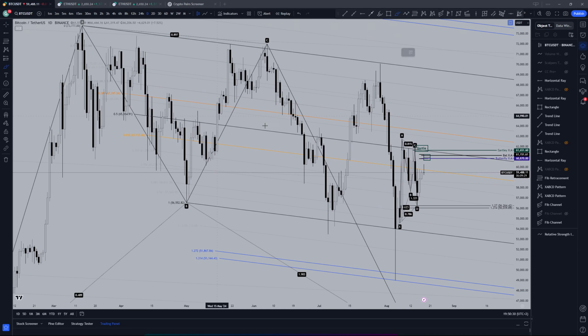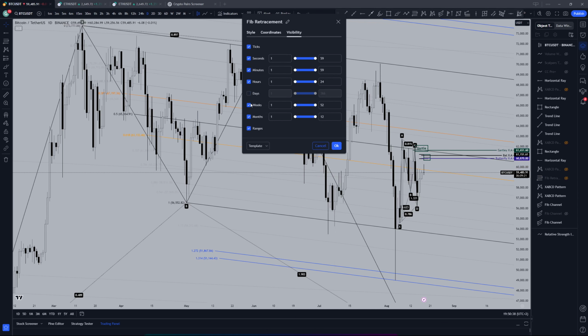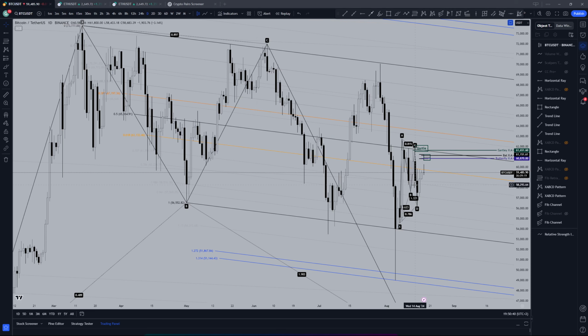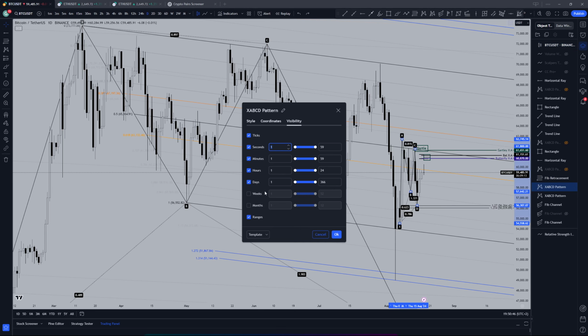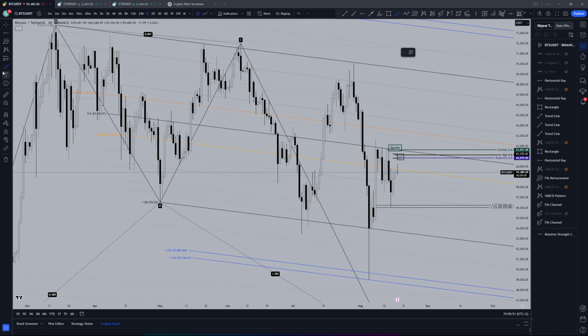Because we rejected this mid-range over here. Actually, this one is not supposed to be visible on the daily. That was a fib. So because we rejected this mid-range here, and because we are still technically downtrending, I would look to take any of these shorts.